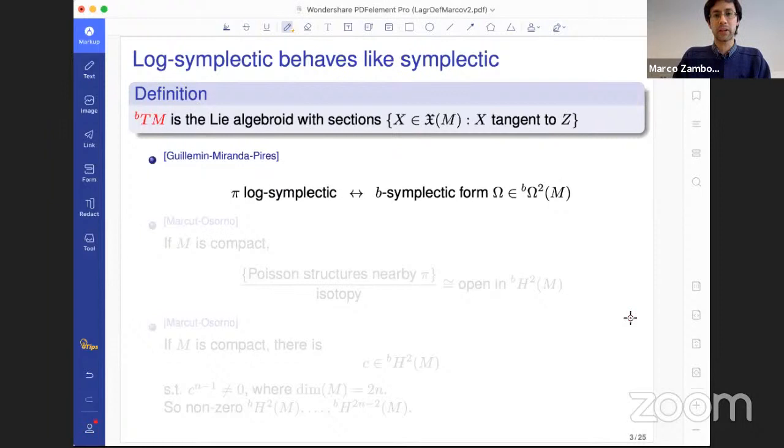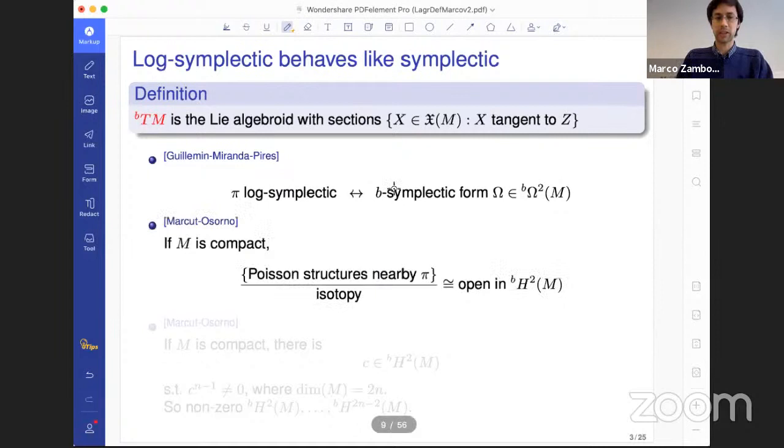So given the hypersurface, you can associate a certain Lie algebroid called the B tangent bundle, and you can do symplectic geometry there. So that's the realization of Guillermin, Miranda, Pires: a B symplectic form. The symplectic form on this Lie algebroid is exactly equivalent to your log symplectic structure, and so you can apply lots of techniques from symplectic geometry.